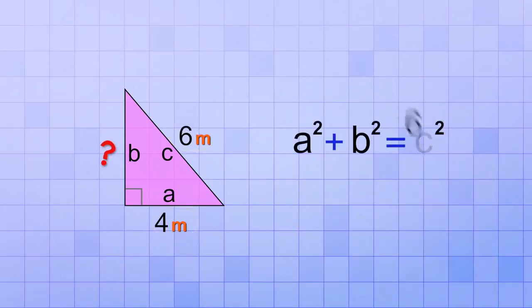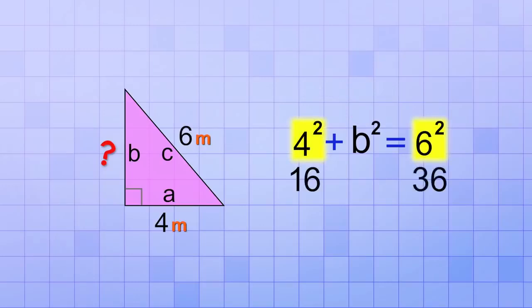Replacing the c with 6 and the a with 4 gives us the equation 4 squared plus b squared equals 6 squared, which we need to simplify and solve for b. First, let's simplify the exponents. 4 squared is 16 and 6 squared is 36.